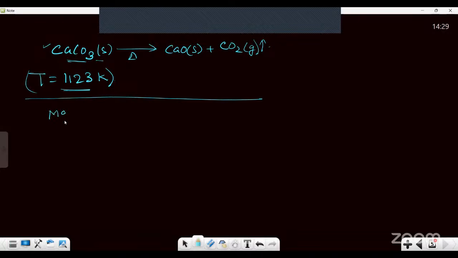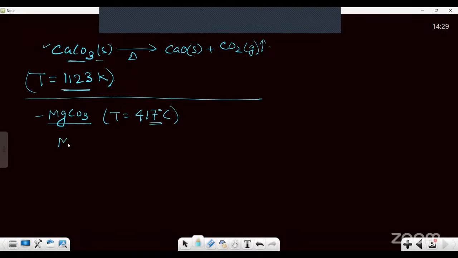We can take the example of MgCO3, which is magnesium carbonate. And the temperature at which it decomposes is 417 degrees Celsius. You can easily find out how much that is in Kelvin by adding 273. So MgCO3 is going to decompose at 417 degrees Celsius.